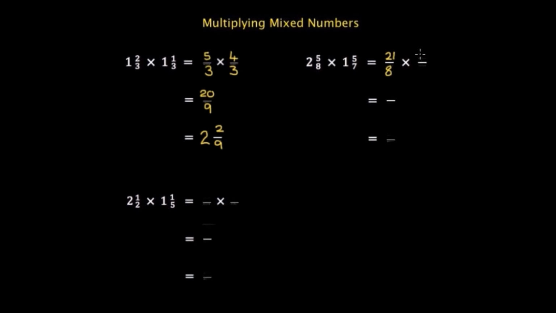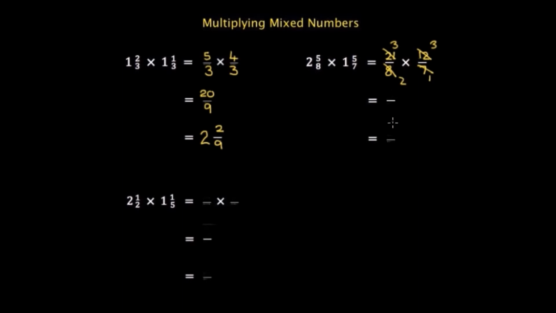Going to the second one, 1 times 7 is 7, plus the 5 makes 12, and we have 12 over 7. In this example, we have a lot of cancellation. 7 into 7 goes once, 7 into 21 goes 3 times. So we put a 3 above the 21, a 1 below the 7. 4 into 8 goes 2, we put a 2 below the 8 after we cross off the 8. 4 into 12 goes 3, we cross off the 12 and put a 3 above the 12.